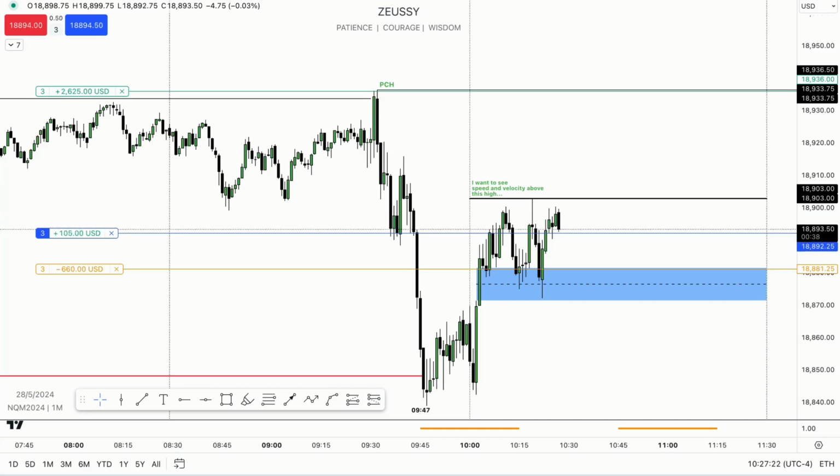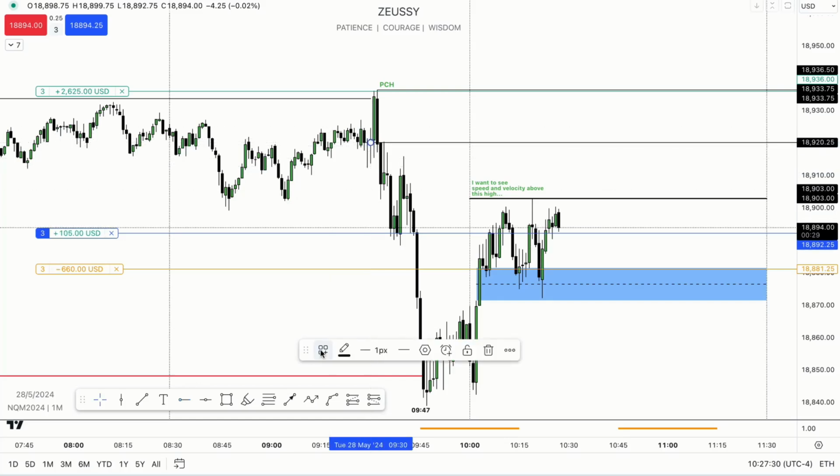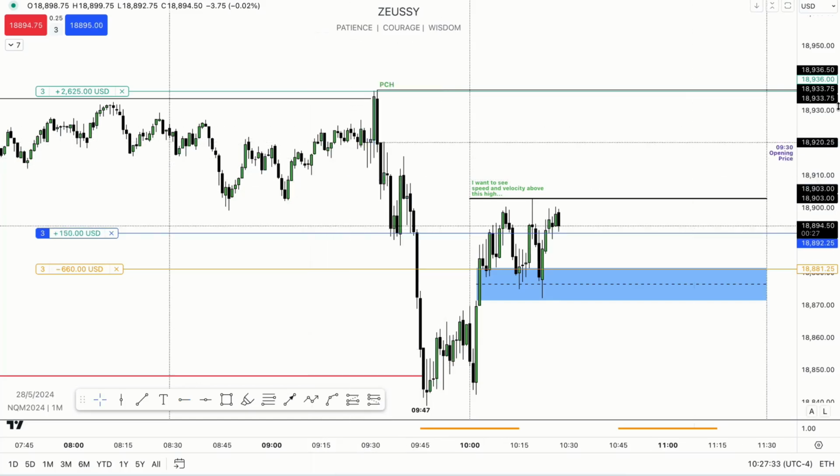However, I know that we have seen pretty big manipulation lower. 9:30 opening price is right here. So therefore, we might be able to see a rather explosive run higher come after this manipulation lower.